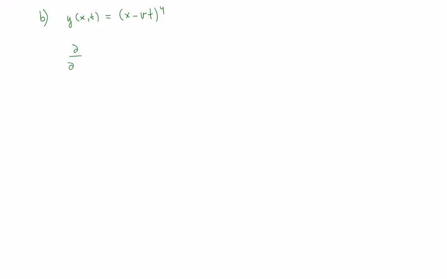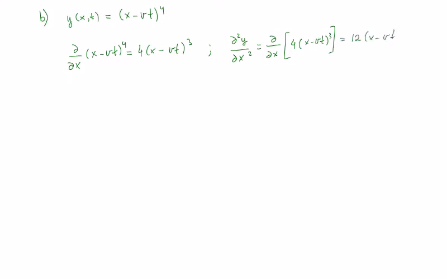First, the partial derivative by x of (x minus vt) to the 4, which equals 4 times (x minus vt) to the 3, and then the second derivative of that one would be d2y dx 2 equals d dx of 4 (x minus vt) cubed. So that will give us 12 (x minus vt) squared.